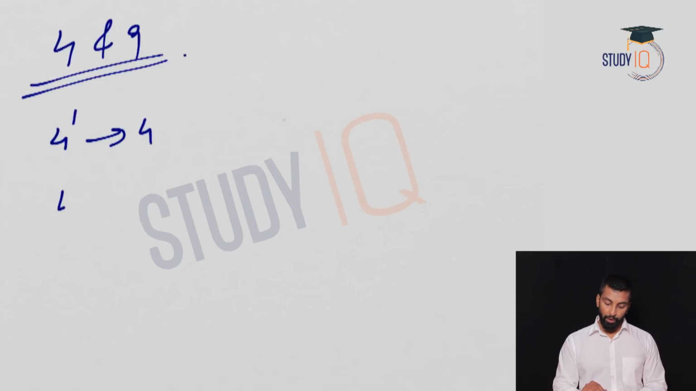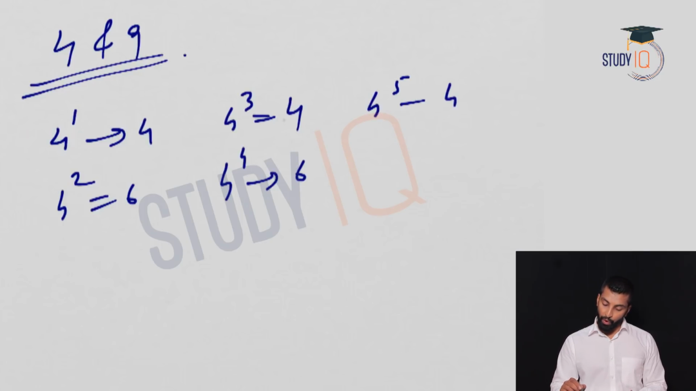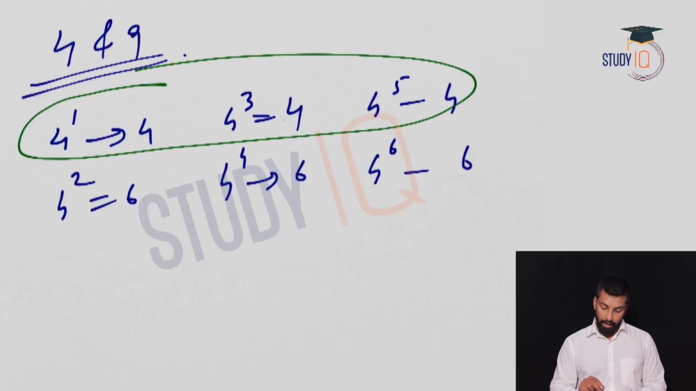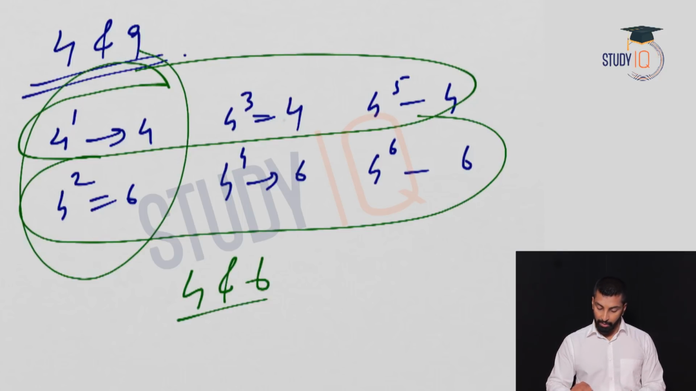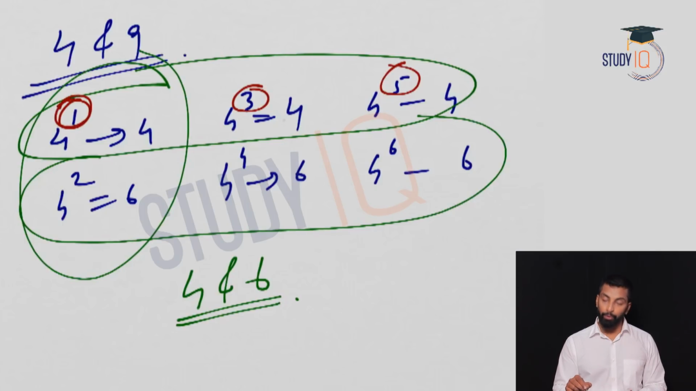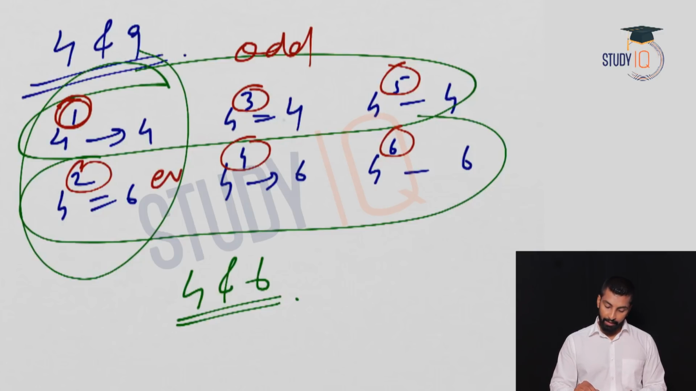Now let's look at 4 and 9. 4 and 9 is again very easy. What is 4 raised to 1? That is 4. 4 square, 6. 4 cube, 6 into 4, that is 4. 4 raised to 4, that is 6. 4 raised to 5, 4. 4 raised to 6, 6. Okay. So if you see this row, you have 4, and if you see this row you have 6. So only two possibilities, that is 4 and 6, are possible. Now very easy, if you see this 1, 3, 5, what are they? They are odd numbers. 2, 4, 6, what are they? Even numbers.